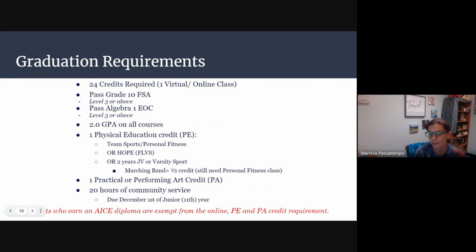So to give a quick overview of the graduation requirements, students in Florida need 24 credits required in the state of Florida, and they have to fall under certain subjects. So you need to also pass the reading FSA at level 3 or higher. You need to pass your Algebra 1 EOC with a level 3 or higher. You need to maintain that 2.0 GPA.